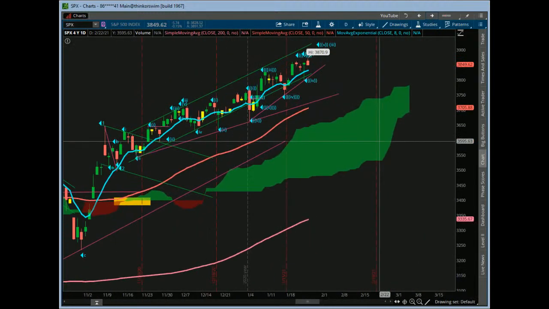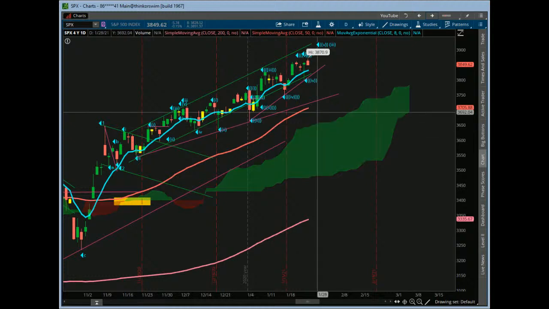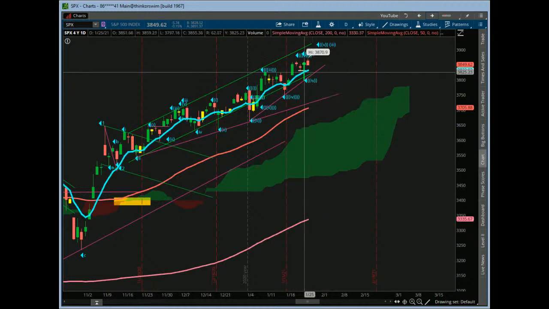We got Fed day tomorrow, so we'll see what Mr. Powell has to say going into that. We've also got big earnings coming up this week, right? We've got Apple coming up tomorrow, Tesla, right? We got Boeing tomorrow morning, so it should be pretty interesting here.